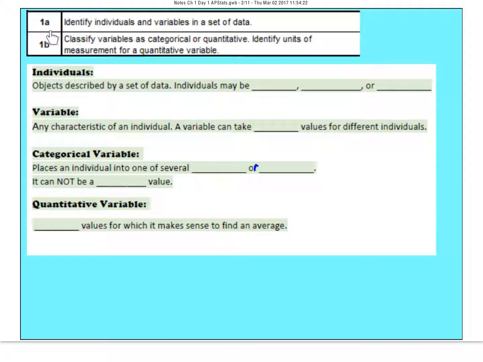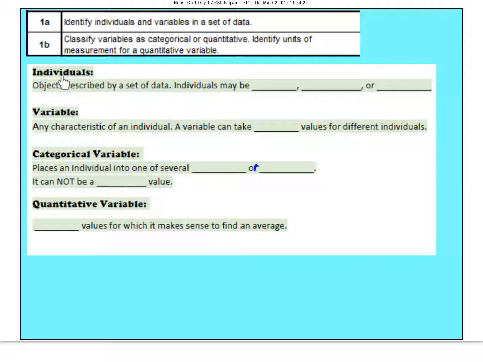In this video, we're going to look at learning objectives 1A and 1B. We will identify individuals and variables in a data set, and then classify variables as being categorical or quantitative, and then we'll identify the units of measure for those that are quantitative.